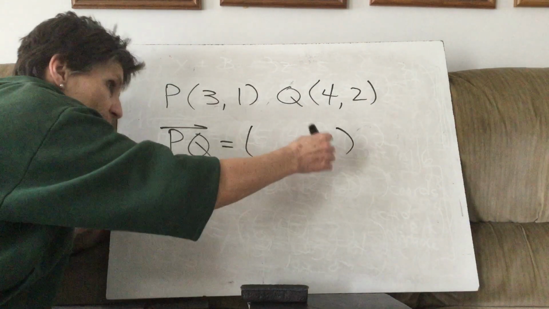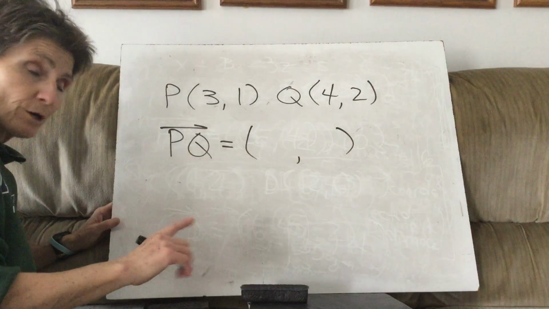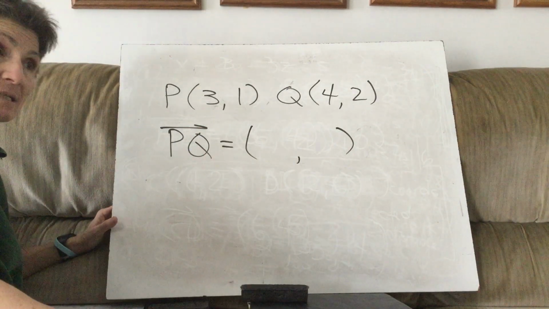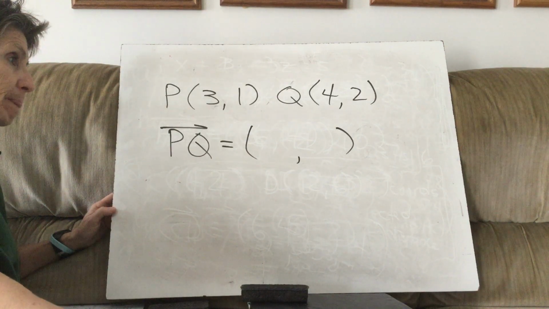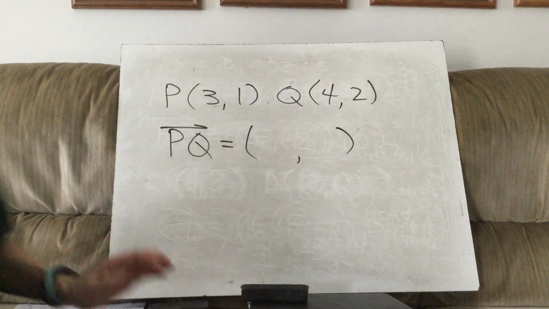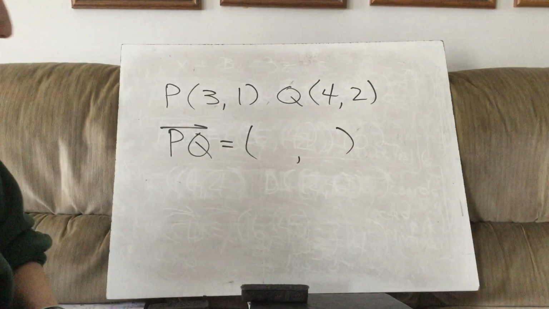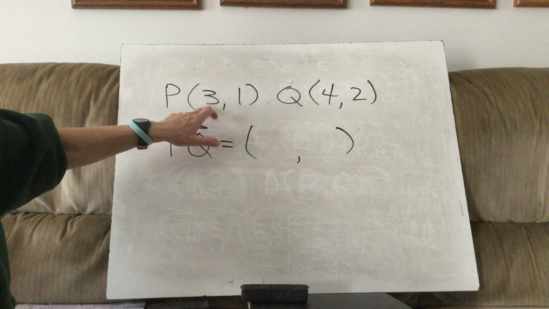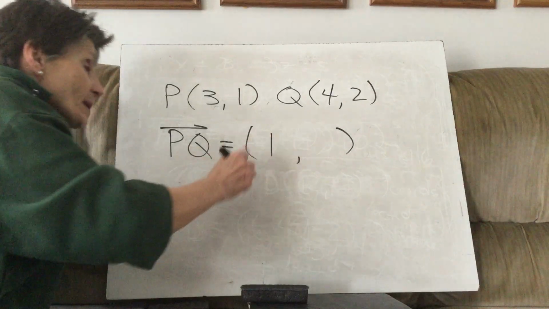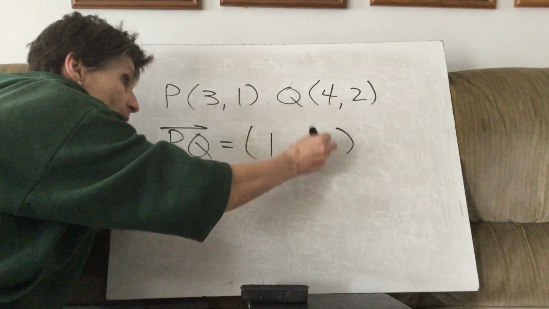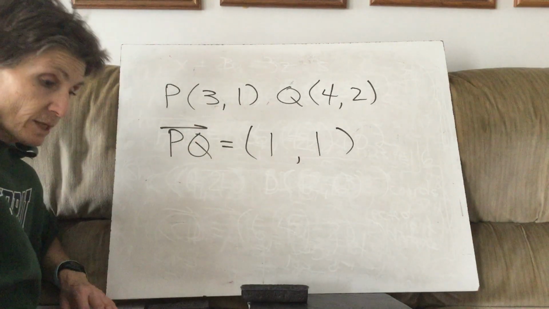So this right here is going to be called components, vector coordinates, or directed distance. All of those words mean exactly the same thing. Anytime you see the word components, you know you're talking about an X and a Y. Okay, so what is our X and Y? We're going from 3 to 4. That would be 1. And we're going from 1 to 2, so that would be 1. Those are the components of the vector.